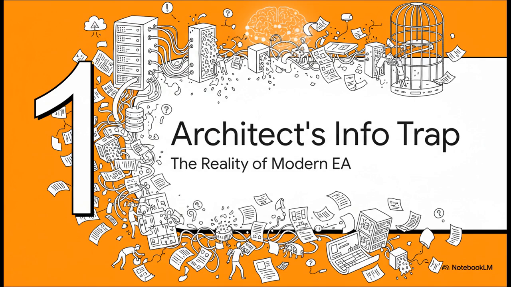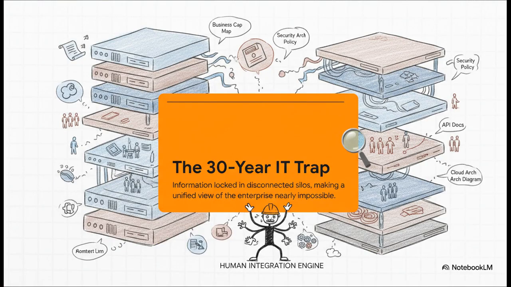And this isn't some abstract theory either. This is the daily grind for so many of us who are just trying to manage and guide an IT landscape that's been built up layer by painful layer for decades. We call this the 30-year IT trap. Think about it. Your company's tech stack is basically an archaeological dig site. You've got the mainframe layer from the 80s, the client-server stuff from the 90s, the Web 2.0 boom, and now you're piling on cloud-native microservices. Every single era brought its own tools, its own documentation, and created these deep, disconnected silos you see here.